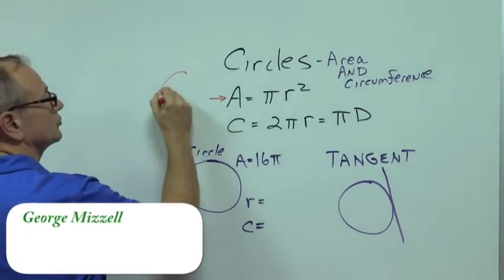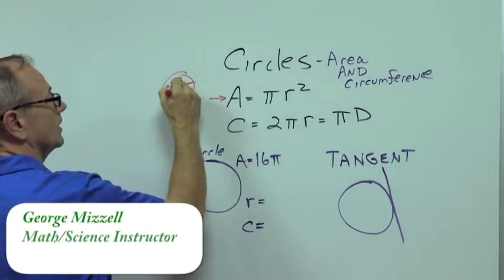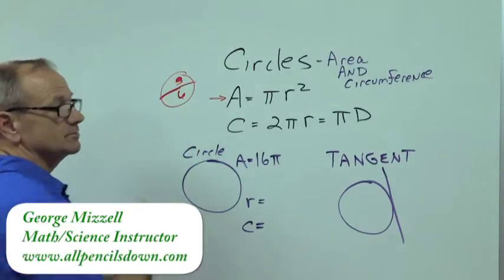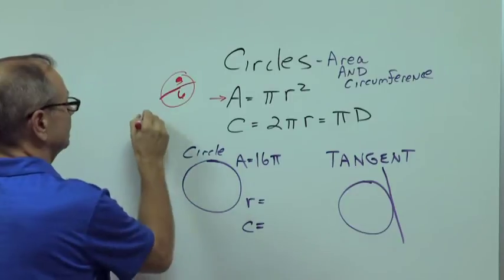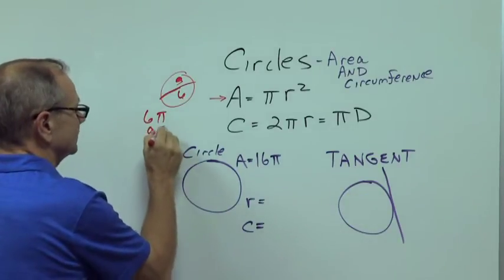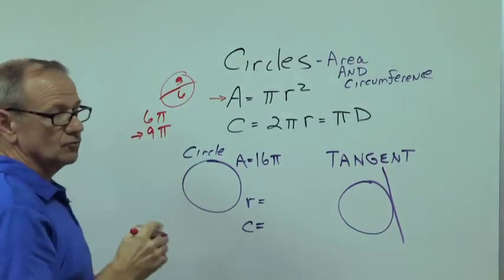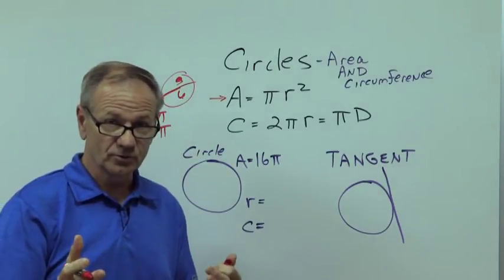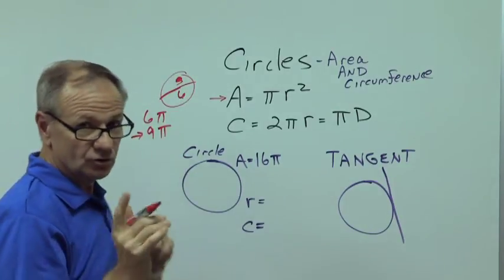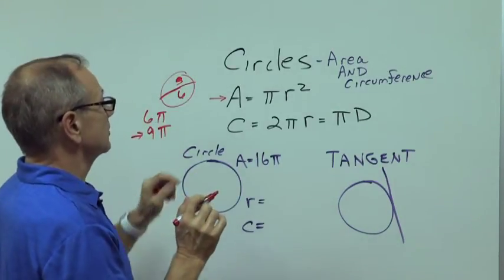If I had a simple circle problem and they told me I had a diameter of 6 and asked me for the area, I will have 6 pi as an answer choice, and I will have 9 pi as an answer choice. Of course, 9 pi is right because we take the 6 divided by 2, we get 3. 3 squared is 9. That gives us 9 pi. You'll get to work through a bunch of these in just a few minutes.